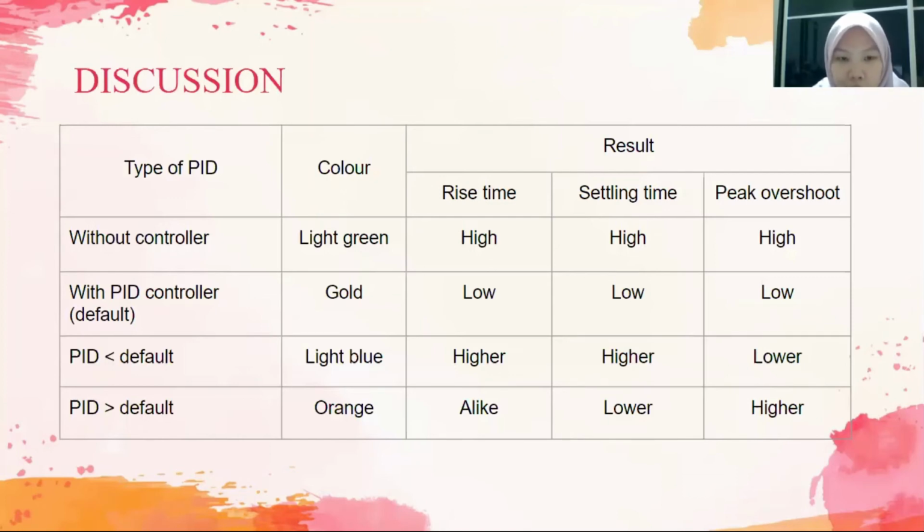The response shows that the rise time and settling time are higher than the PID default, but the peak overshoot is lower. When we change the PID to be bigger than the default, the rise time is almost the same as the default, but it has a lower settling time and higher peak overshoot.